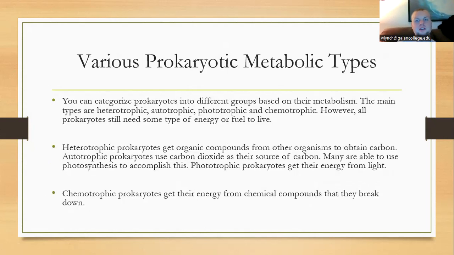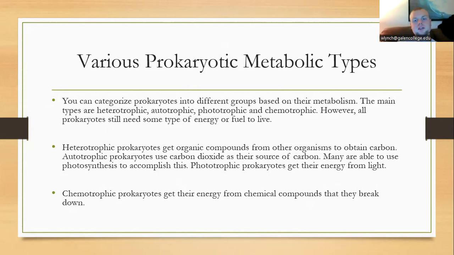All right, so we can characterize prokaryotes by their metabolic type. The main types are going to be heterotrophic, autotrophic, phototrophic, and chemotrophic. Heterotrophic prokaryotes are going to use organic compounds from other organisms to obtain carbon. So this is similar to human beings eating animal products in order to get energy. Here, we are going to have the usage of other organic compounds to get energy.